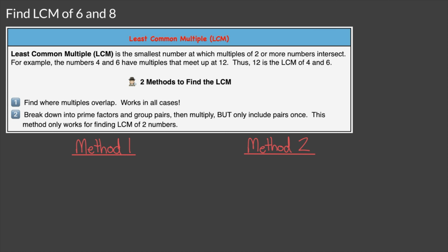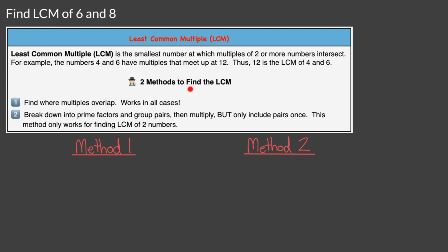Hey Kooks, this question says, find the LCM of 6 and 8. The LCM means the least common multiple, and is defined as the smallest number at which multiples of two or more numbers intersect. For example, the numbers 4 and 6 have multiples that meet up at 12. So 12 is the smallest number where the multiples of 4 and 6 overlap. Thus, 12 is the least common multiple of 4 and 6.